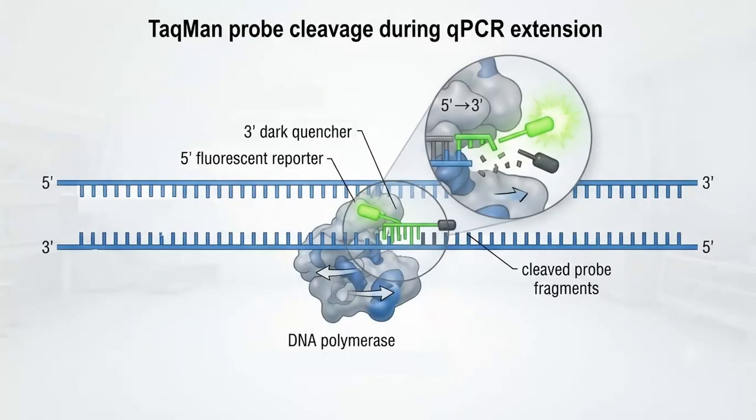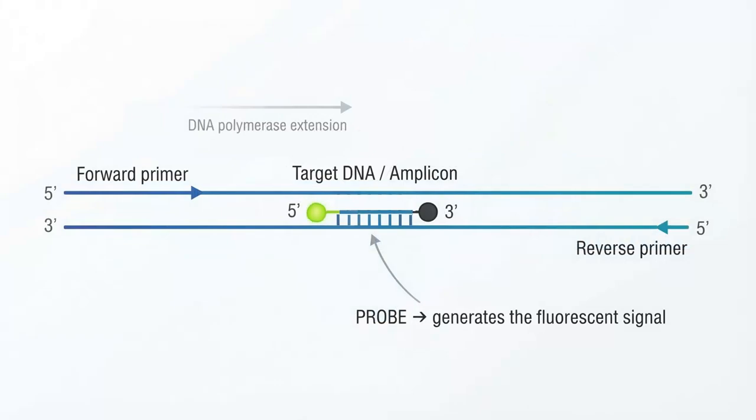Only when the probe hybridizes to its target and is cleaved during amplification does fluorescence increase. This adds an additional layer of specificity. Now your assay depends on three independent binding events: the forward primer, the reverse primer, and the probe. If any one of them fails, no fluorescent signal is produced. That's why TaqMan assays are generally more specific than dye-based assays. But that extra specificity also makes probe design critically important. So before designing one, let's first understand exactly how a TaqMan probe works.